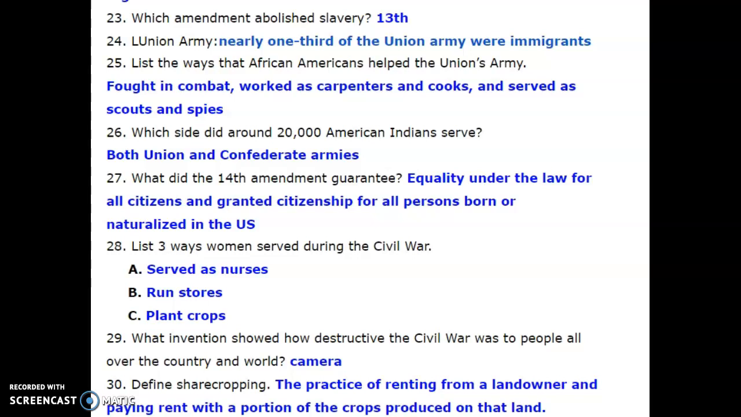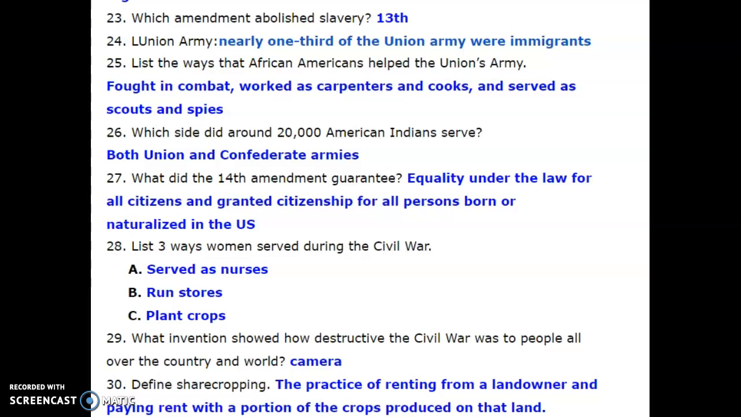Number 27, what did the 14th Amendment guarantee? It guaranteed equality under the law for all citizens and granted citizenship for all persons born or naturalized in the United States. And of course that meant the millions of slaves who were brought to the United States were now legal citizens. Number 28, list 3 ways women served during the Civil War. They served as nurses, they ran stores, and planted crops.